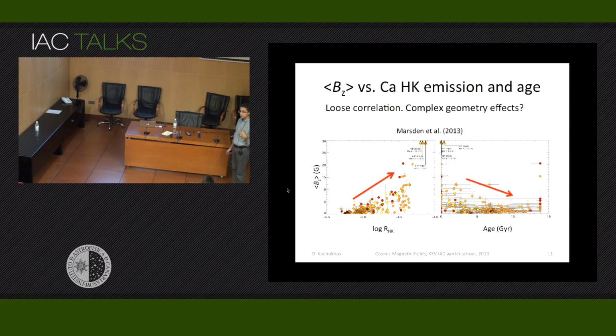No. We just measure the average line of sight component.